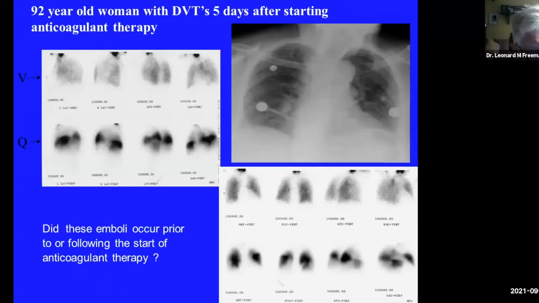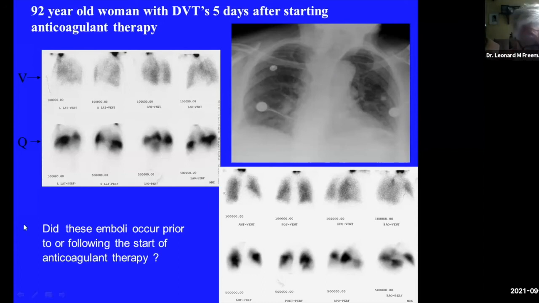Here you see a patient that had DVTs, and she was a woman in her 80s, and she was put on anticoagulant therapy. 5 days later, she developed chest pain, and a lung scan was done. And you see it's very strongly positive. I mean, here's the perfusion on the bottom, here's the ventilation on the top.